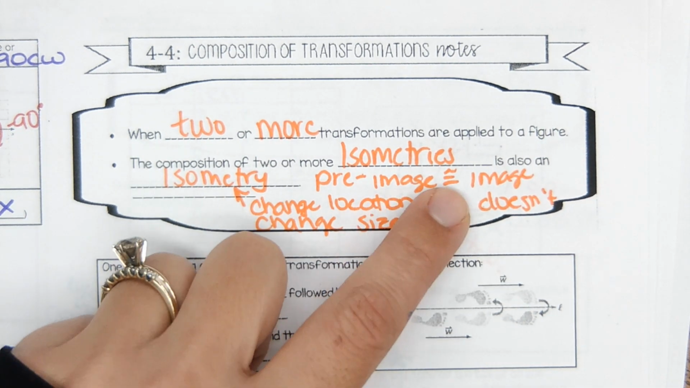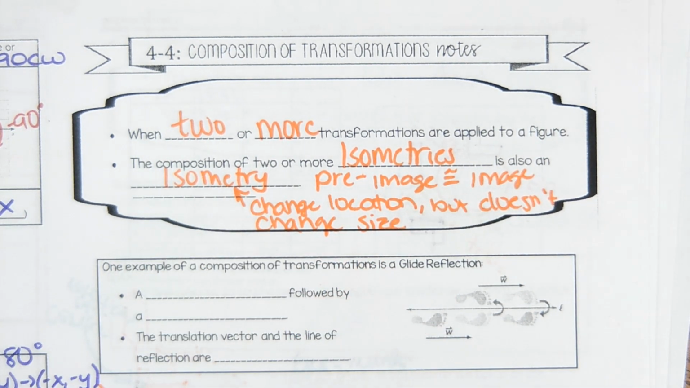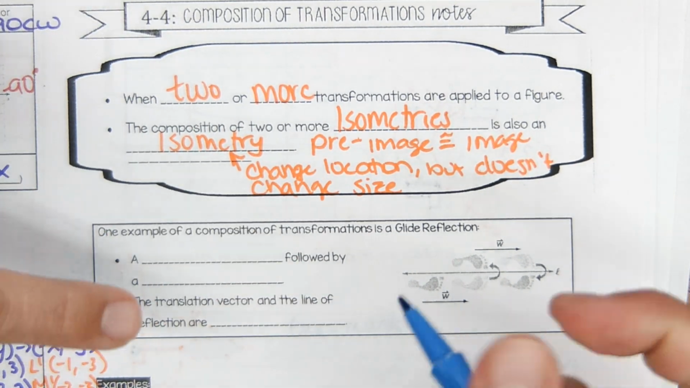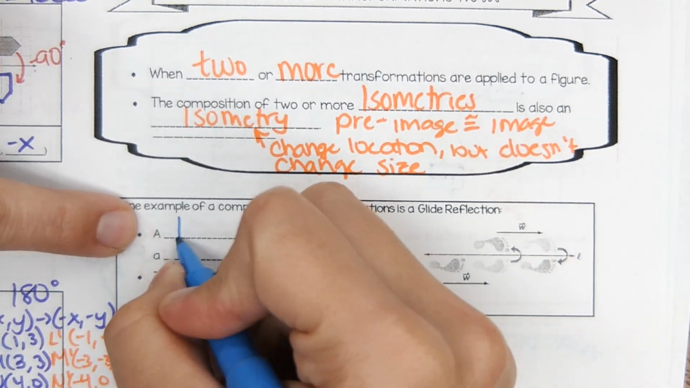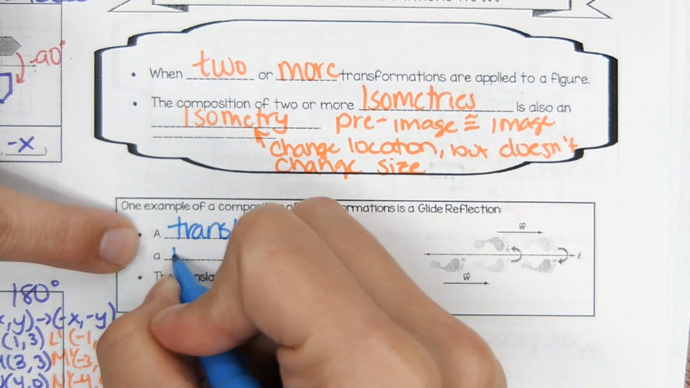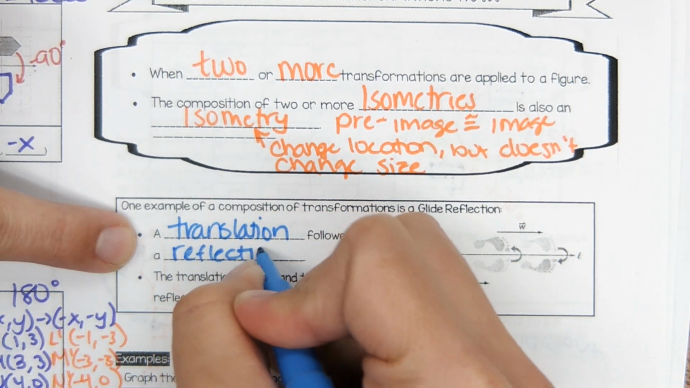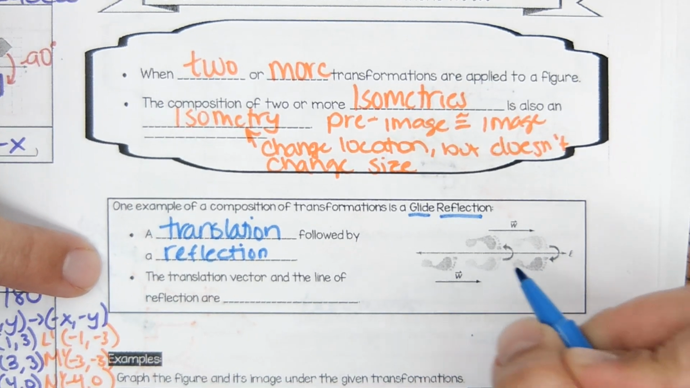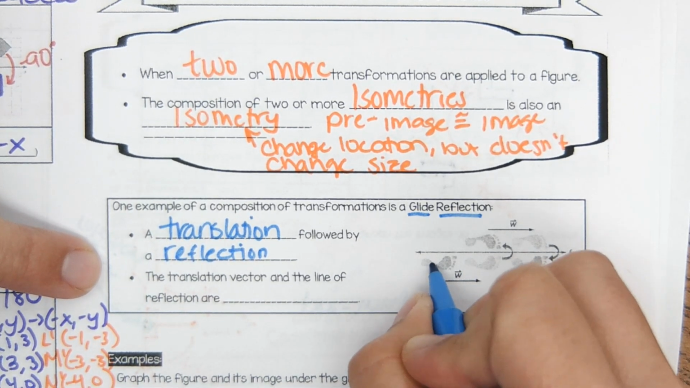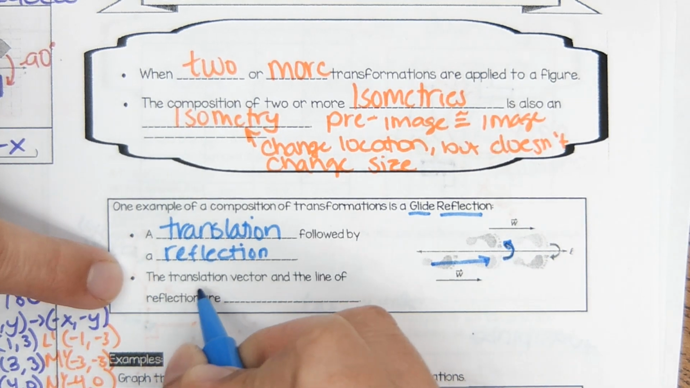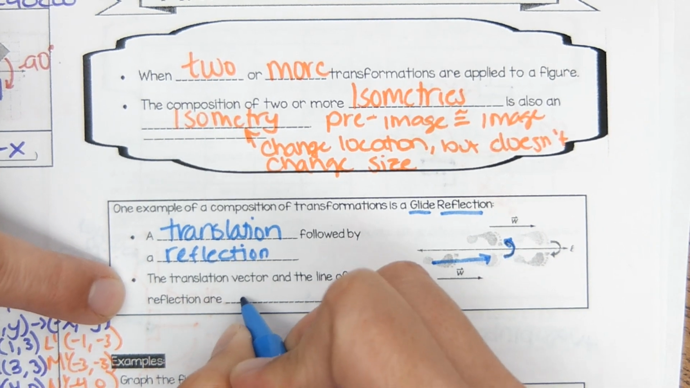So the pre-image is congruent to the image, meaning all the parts are the same length and the same measure. One example of a composition of transformations is called a glide reflection, and this is a translation followed by a reflection. So you glide and then reflect it. In this image, a foot is moving here, and then it's reflected over the line, and the translation vector and the line of reflection are parallel.